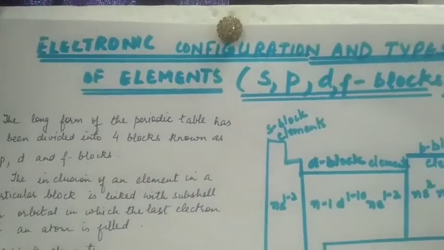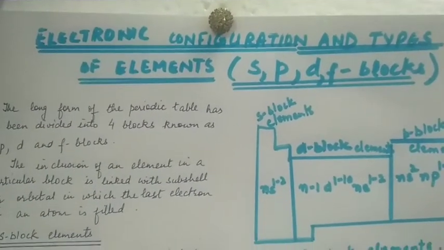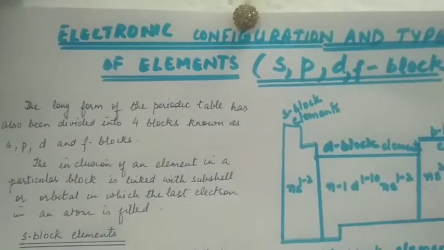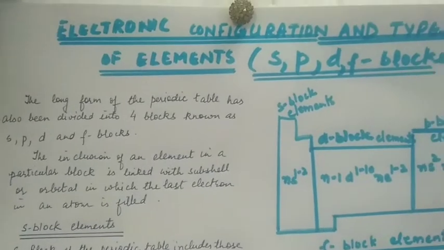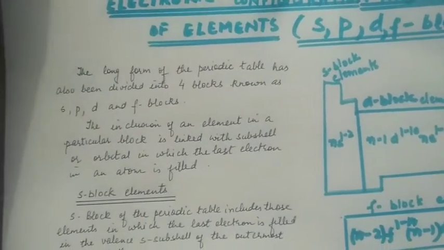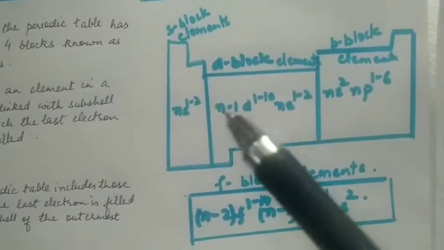The topic for today is electronic configuration and types of elements. Depending on the electronic configuration, we can divide elements into S, P, D and F block elements. The long form of periodic table has been divided into 4 blocks.